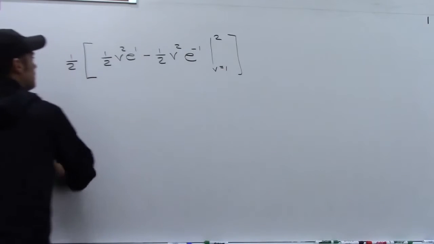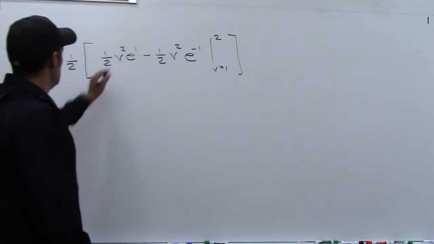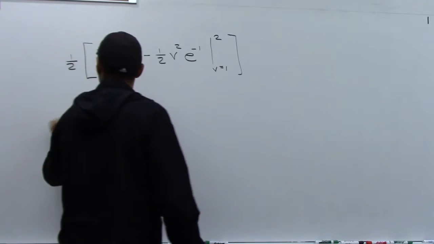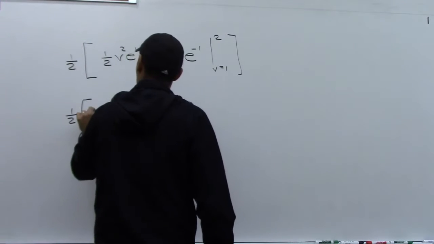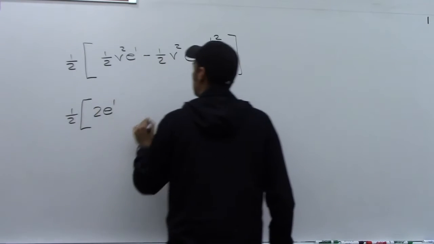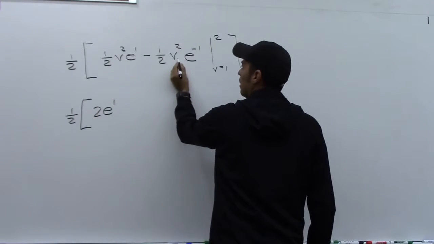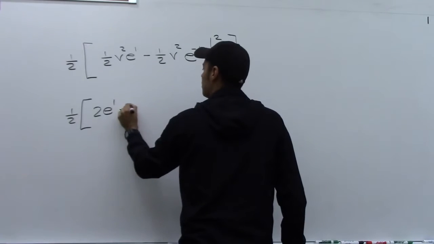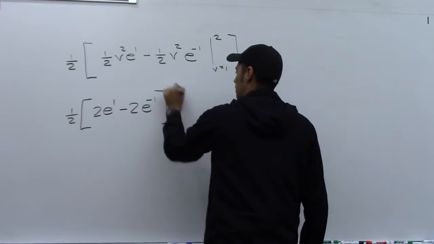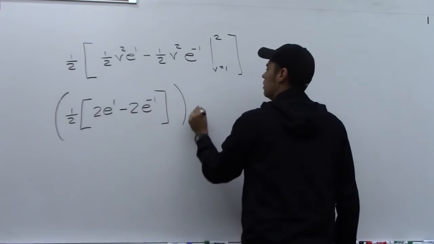So let's let v be 2. 2 squared is 4. Half of 4 is 2. So I get 1/2 times 2 e to the 1. Now when I plug in 2 here, I get the same thing, minus 2e to the negative 1. Okay, that's what I get when I plug in 2.